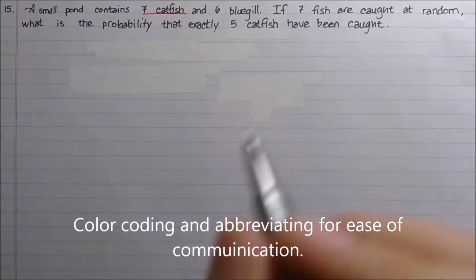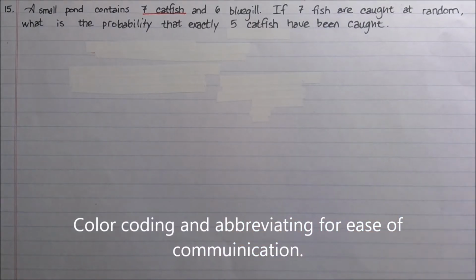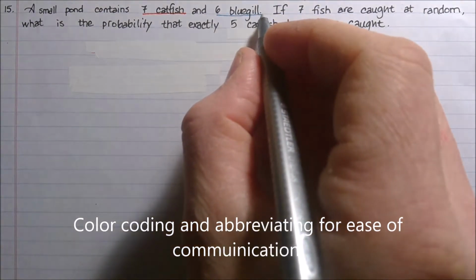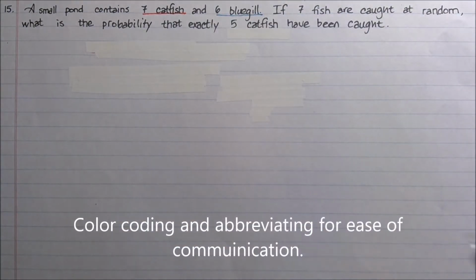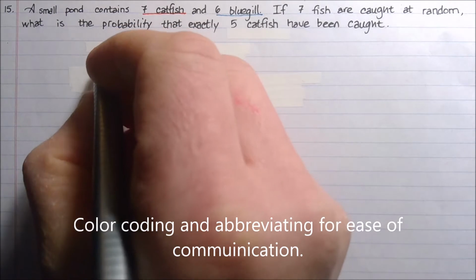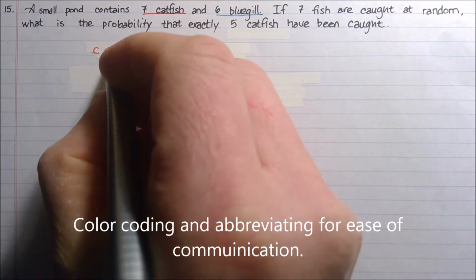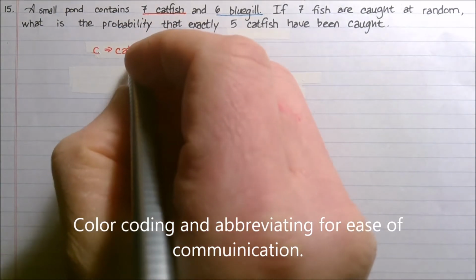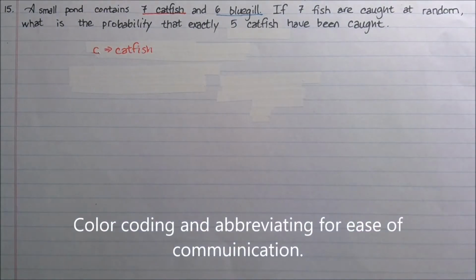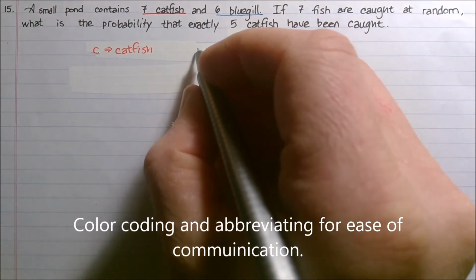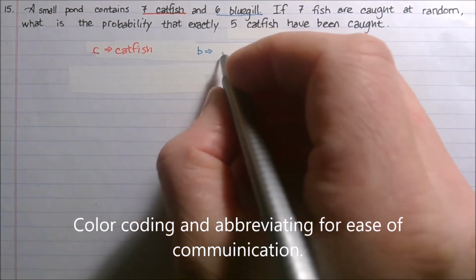So what I'm going to do is underline catfish in red. I'll underline my bluegill in blue, and we'll say that C means catfish, just for the purpose of demonstrating what's going on here. And then B will represent a bluegill.